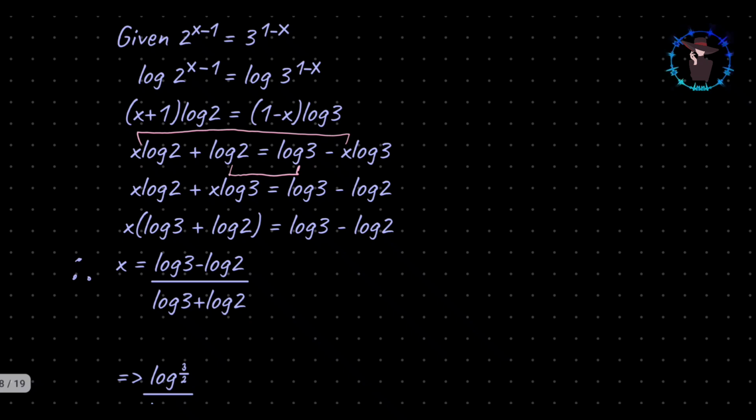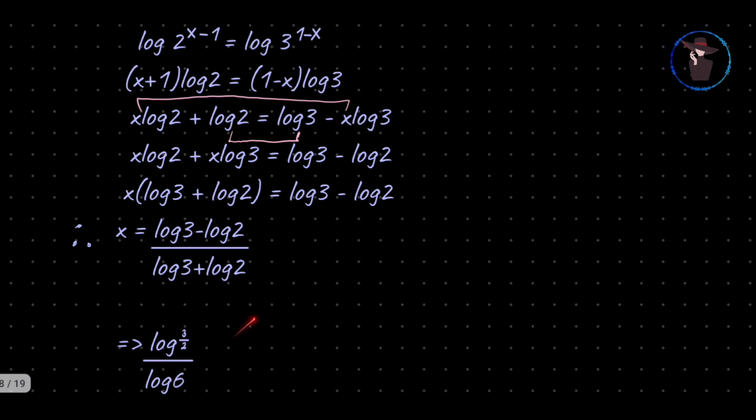The numerator is in the form of subtraction. So what can it turn into? It can go in the form of division: log of 3 by 2. Now log 3 plus log 2 is log 6. That is the answer.